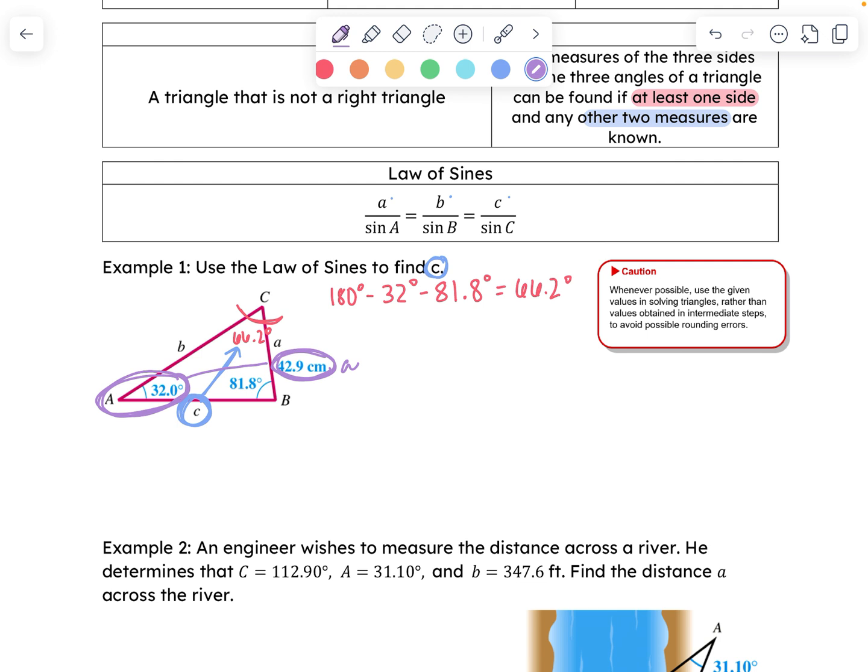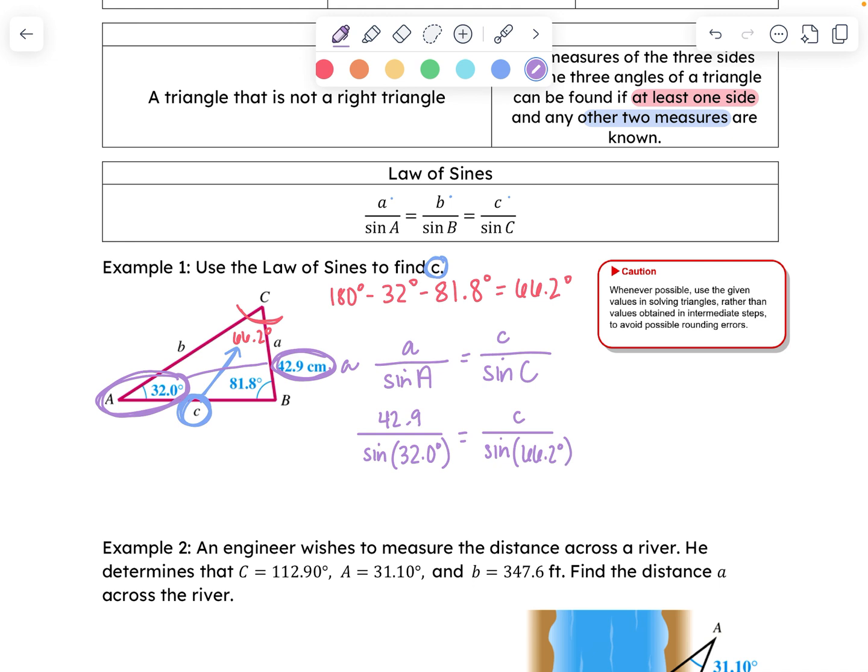So it does say whenever possible, use the given values, but here it's not possible for us to only use given values. So I'm going to set up my ratio as a over the sine of A has to equal c over the sine of C. So side A is that 42.9 centimeters over the sine of angle A, which is 32.0 degrees. And it's going to equal, side C is what I'm trying to find, so I'm just going to leave it as that c. And then the sine of angle C is that 66.2 degrees that we just found.